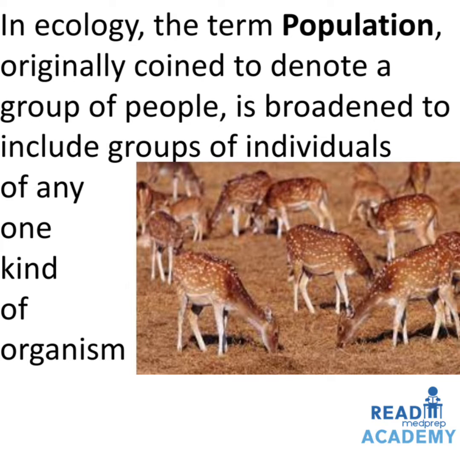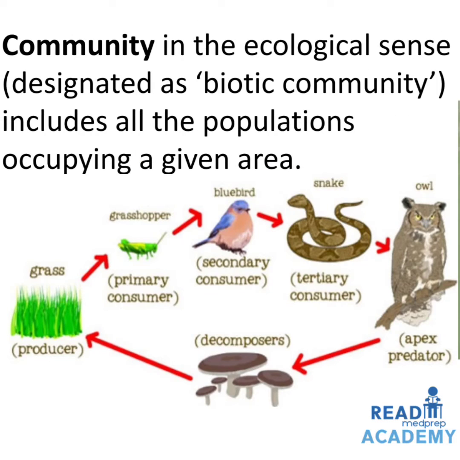In ecology, the term population, originally coined to denote a group of people, is broadened to include groups of individuals of any one kind of organism. Community in the ecological sense is designated as biotic community. It includes all the populations occupying a given area. For example, you can see in the image the producers, the primary consumers, the secondary consumers, the tertiary consumers, the predators, the decomposers, again the producers.